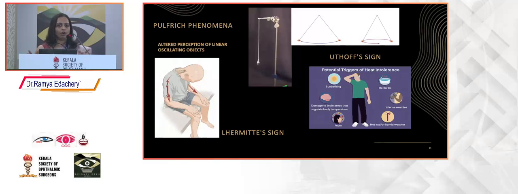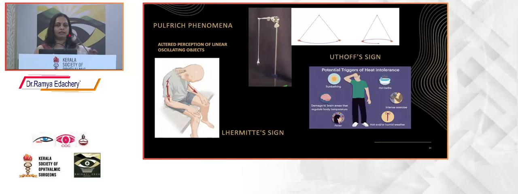So there are some phenomena associated with this optic nerve. One is Pulfrich phenomena. What happens normally when a pendulum rotates from one side to another, it moves in a linear fashion. But if you have an optic neuritis, what happens is there is decreased conduction on one side. So the patient will see a parabolic effect rather than a linear thing.